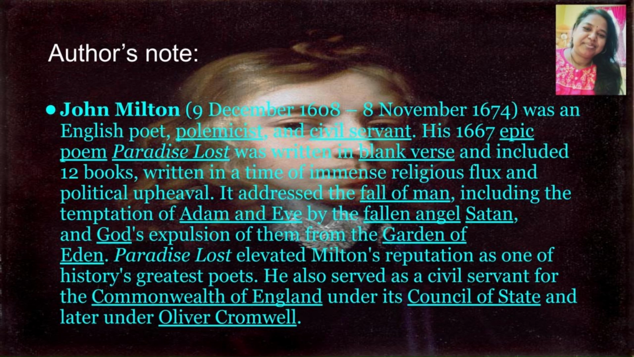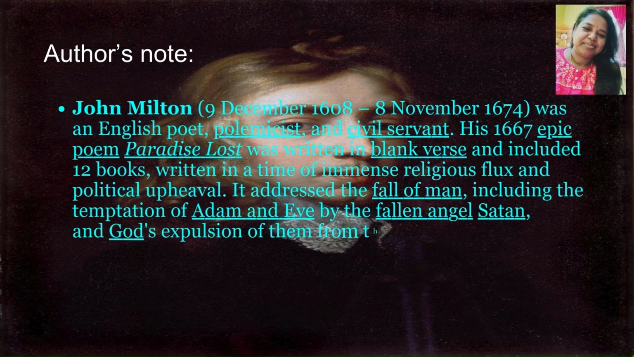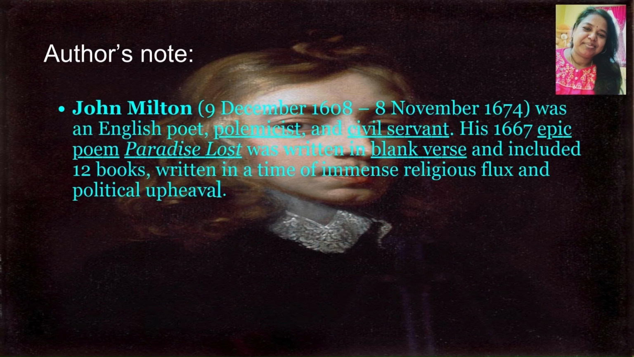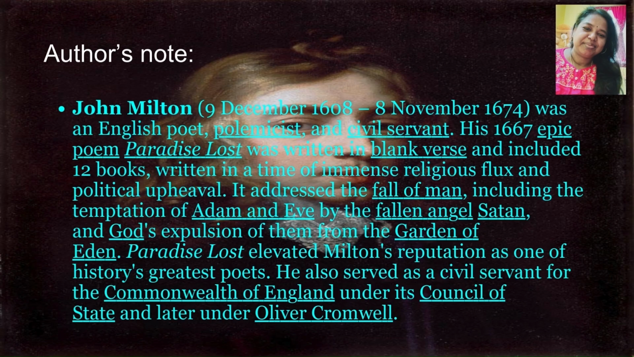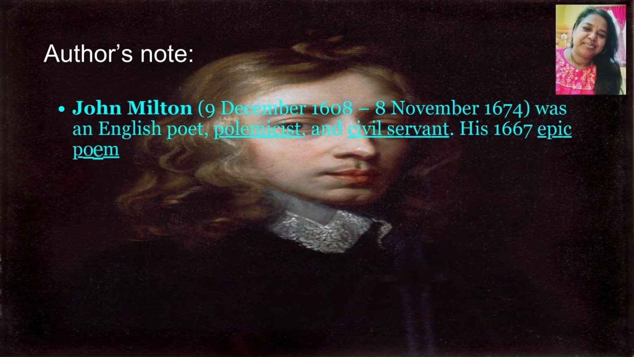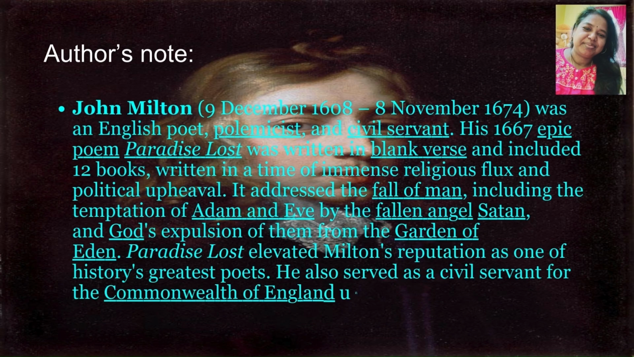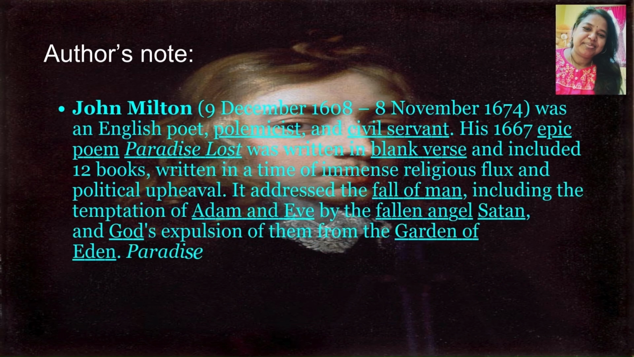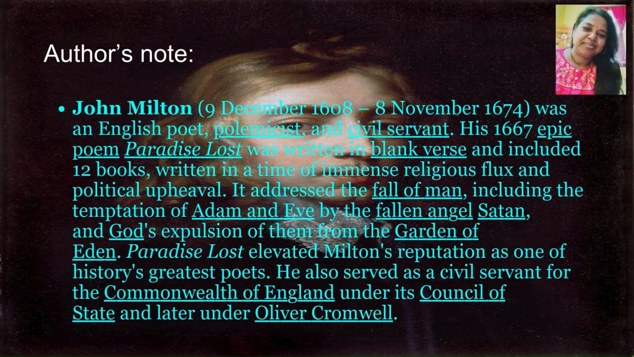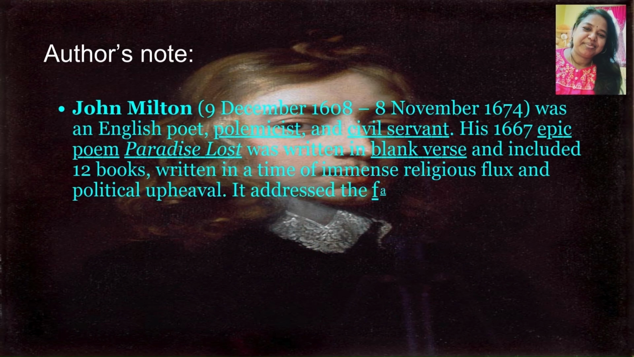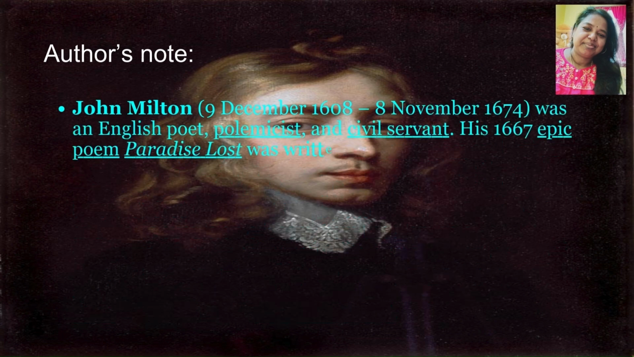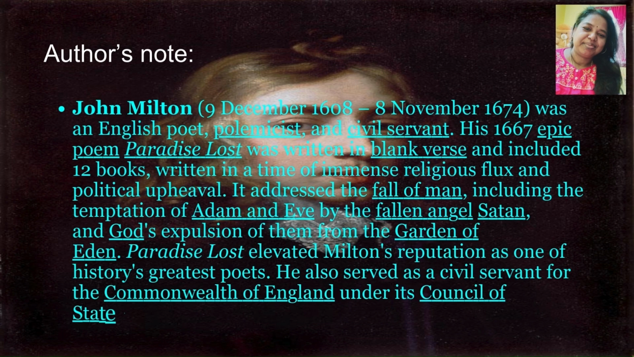Author's note. John Milton was born on December 9, 1608 and died on November 8, 1674. He was an English poet, polemicist, and civil servant. His 1667 epic poem Paradise Lost was written in blank verse and included 12 books, written in a time of immense religious flux and political upheaval. It addressed the fall of man, including the temptation of Adam and Eve by the fallen angel Satan, and God's expulsion of them from the Garden of Eden.